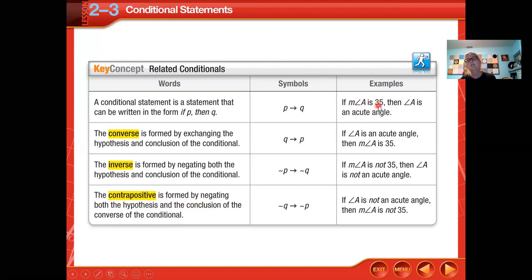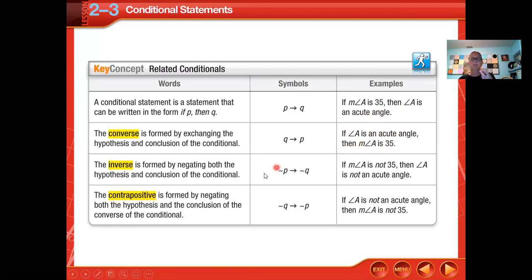So if the measure of angle A is 35, then angle A is an acute angle. And this conditional just happens to be true, because if I'm given that P is true, and I know that it's 35 degrees, which is an acute angle, the whole statement is a true statement. For the converse, all I do is rewrite it. I have the if and the then, and I write the last part first. It doesn't make sense to say if an acute angle, then it is 35, so sometimes you have to add some things. If angle A is an acute angle, then measure of angle A is 35.